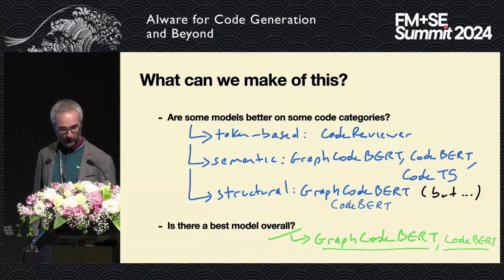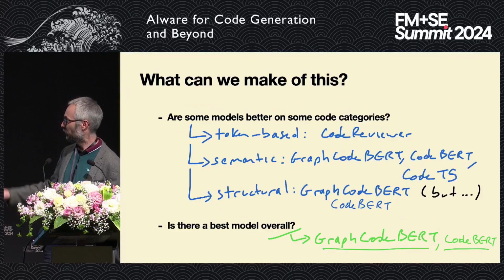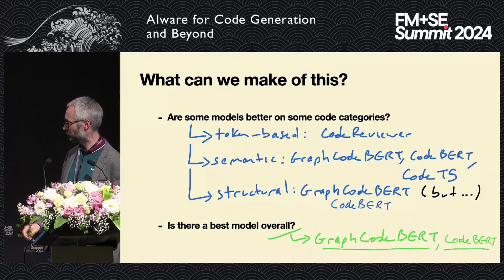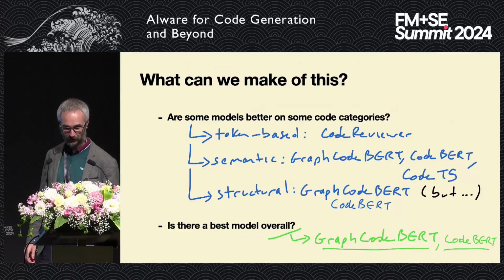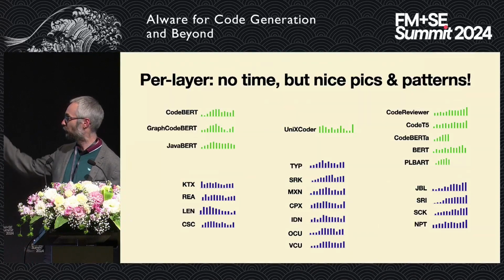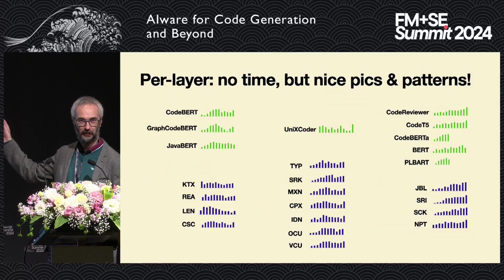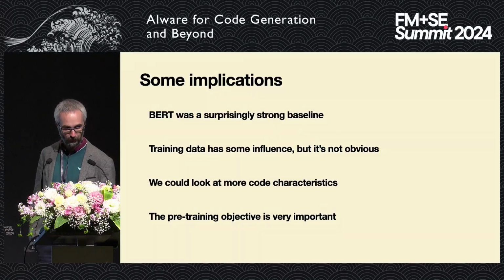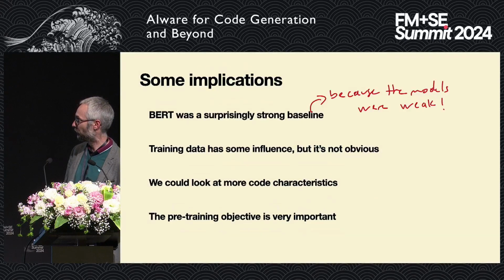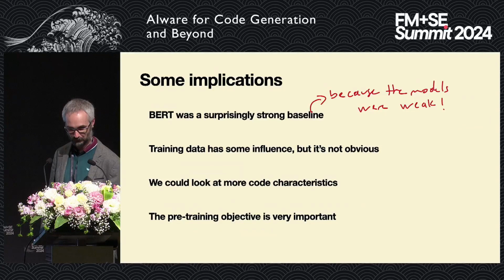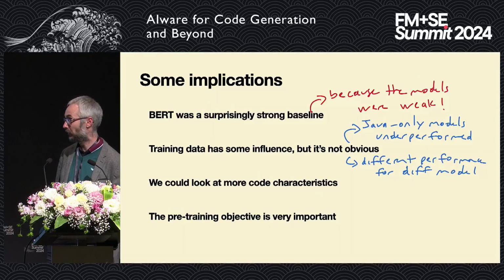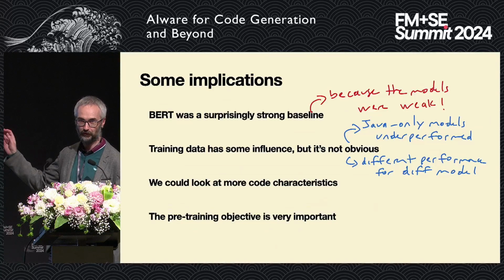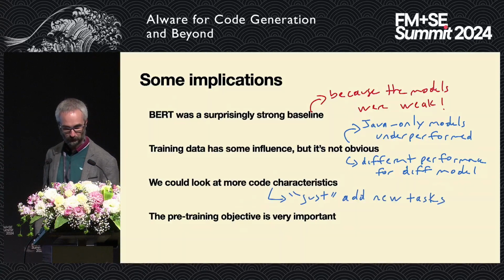So what can we make of this? We see some categories of models performing better. We see that GraphCodeBERT is the best model. I won't talk about this, but you have some nice pictures and nice patterns that you can briefly look at. So to conclude, one implication was that BERT was a surprisingly strong baseline, but that was really because the models themselves were unexpectedly weak. Training data has some influence. It's not obvious because the Java-only model, because we are using Java, was one of the worst.